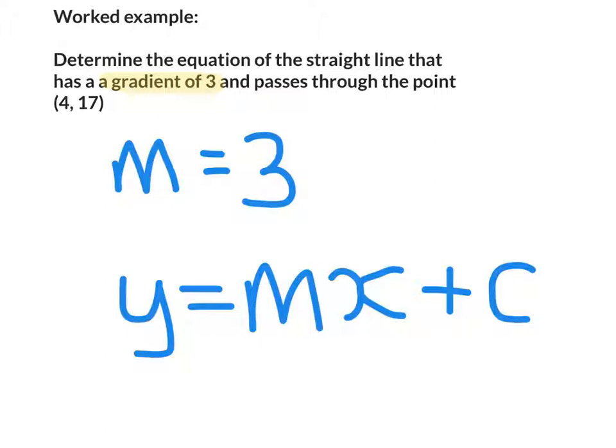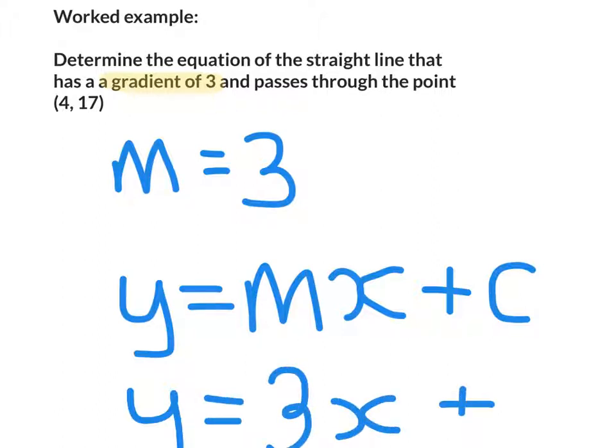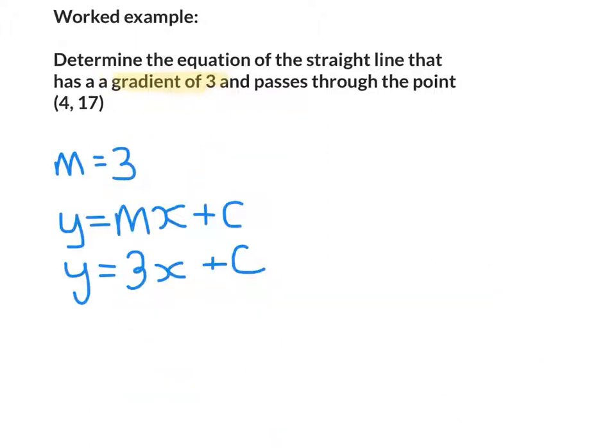And we know for our line that the gradient is 3, so we can substitute this value of m into our equation here, and we can write a partial equation. And we can write y = 3x + c. So that's the first step done, but we've got to find out the value of the y-intercept c as well if we're going to write the equation of this line.